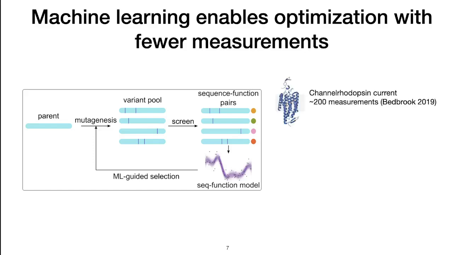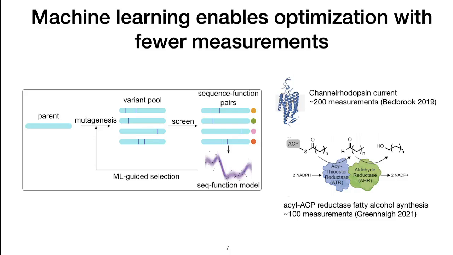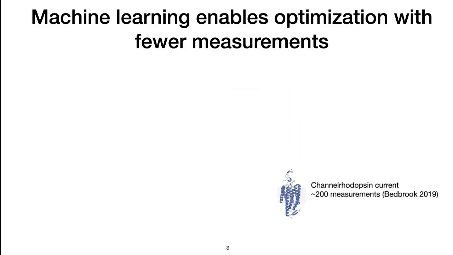experiments. For example, there's a study that I did in my PhD with a bunch of other people, where we optimized the ability of this protein called channelrhodopsin, which sits in cell membranes and is light sensitive. When you activate it with the right wavelength of light, it opens up and allows sodium ions in. Our goal here was to induce as strong of a current as possible, and we managed to do that in about 200 measurements. More recently, there's another paper where they were able to increase the ability of an enzyme called acyl-ACP reductase to do fatty alcohol synthesis by about threefold in less than 100 measurements.